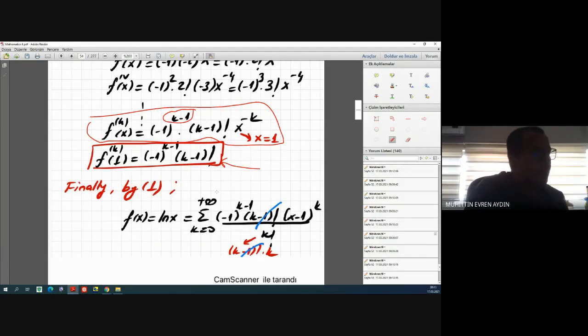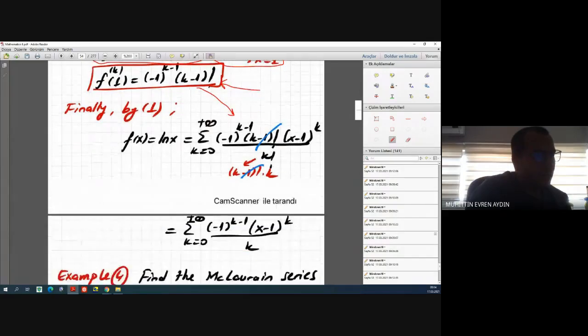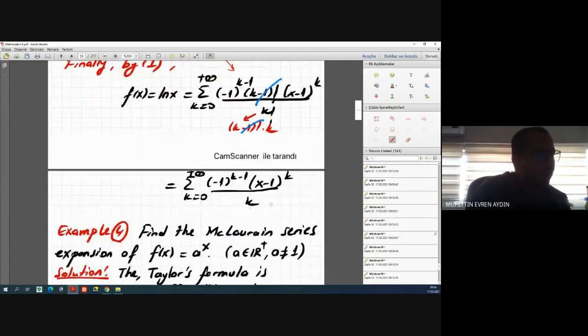So finally, we have to replace this value with the derivatives. Then we find such a power series. This means that around x equals 1, you may write logarithm x. You may write logarithm x around x equals 1. This is the logarithm x.